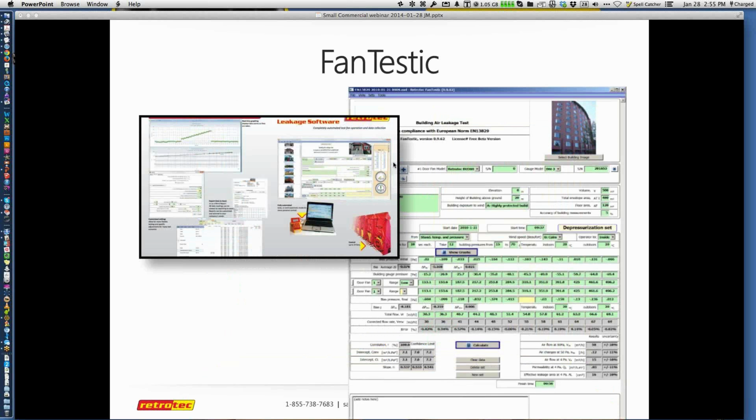A variety of ways that Retrotec offers to do this is Fantastic, and this Thursday, two days from now, the day after tomorrow, there is a webinar dealing specifically with Fantastic, on how to use it and go through it, whether you have it and want to be more efficient with it, or if it's something you want to learn more about and use the free version or upgrade to one of the multi-fan systems.